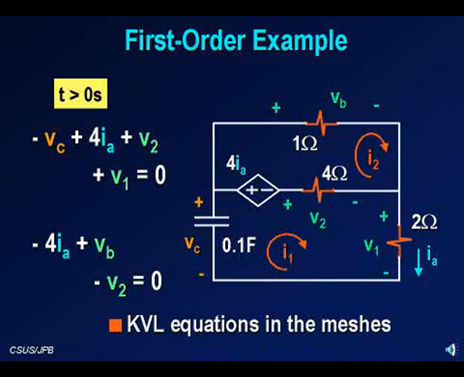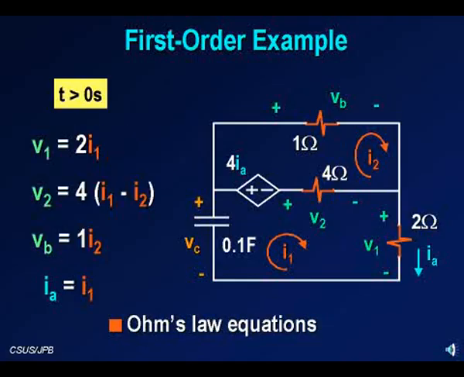So we go ahead here and write our KVL. We're going to do Ohm's law for resistors. Of course, there is only Ohm's law for resistors, nothing else. So we write V1, V2, and VB in terms of the mesh currents by virtue of Ohm's law, and of course, IA is equal to I1. Okay, so at this point nothing has changed. All we've done essentially is what we've been doing for a DC circuit.